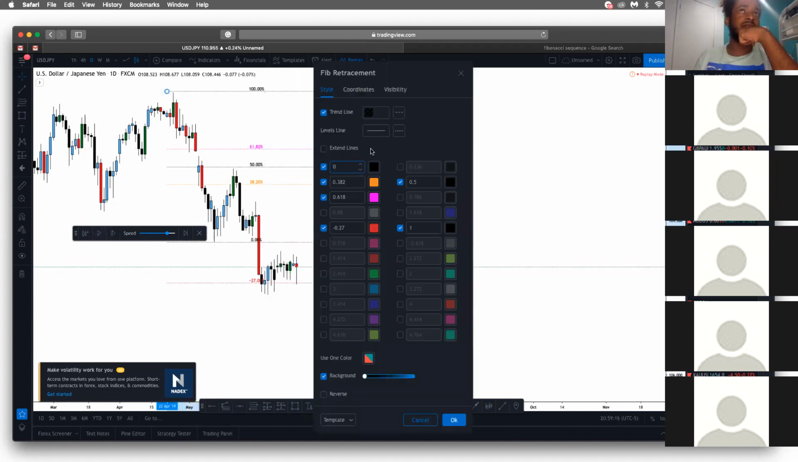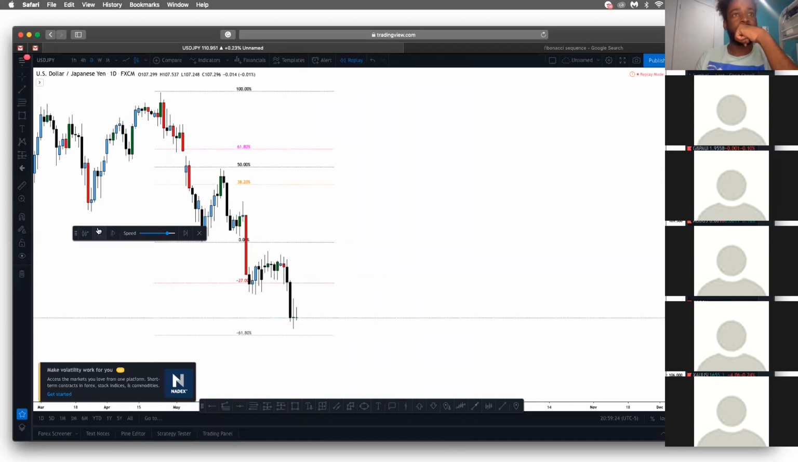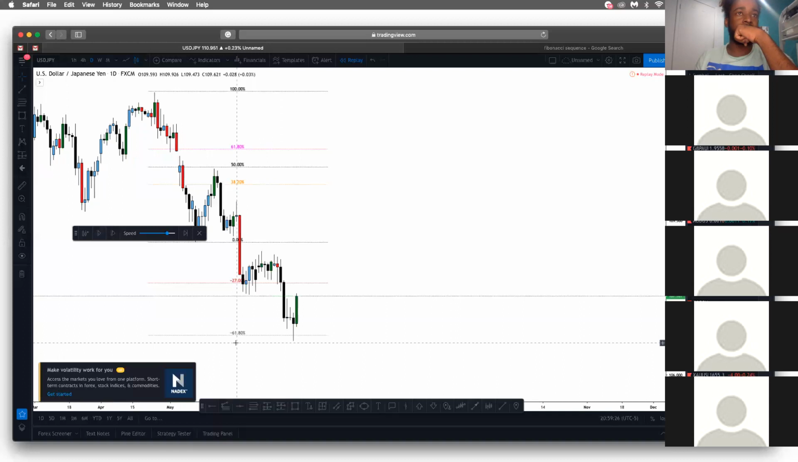I'm going to add the negative 61.8 because that is also a profit taken level, right? Okay. So negative 61.8 is also a profit taken level. You can see that the market did react to it, right? So what we learned here is it's not total BS.